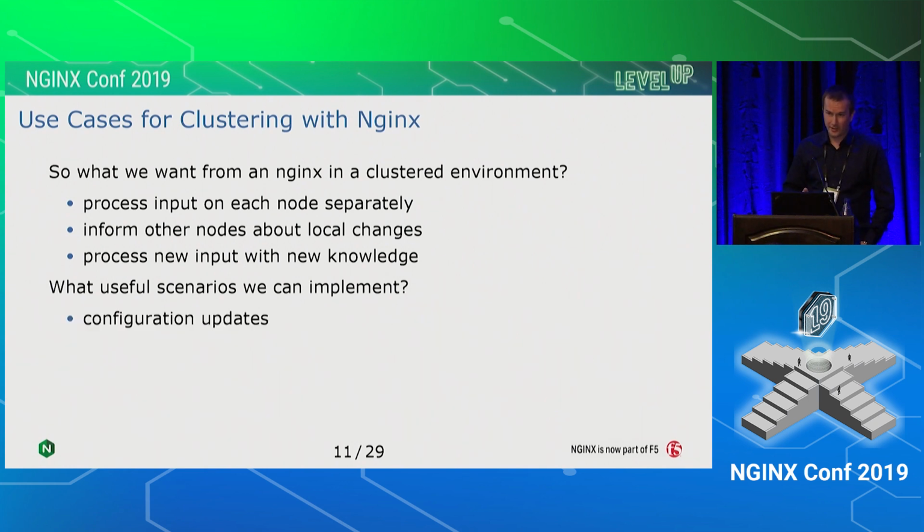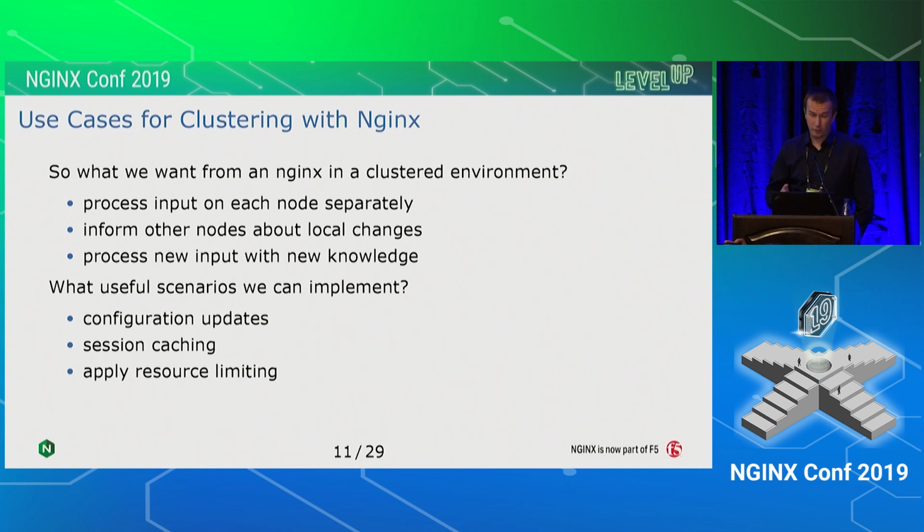There are three strategies we can use. First, we can perform configuration updates. It is possible to update configuration on one node and it will be distributed to the cluster. We can perform session caching. When a client starts a session on one node, we share this session with other nodes, and when the client returns, it will resume its session on another node. And we can also apply resource limiting. We account for some client on one node, we share this knowledge with other nodes, and when a client comes to our cluster from another node, we can impose the limit properly.